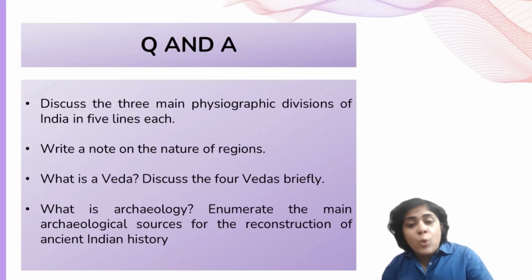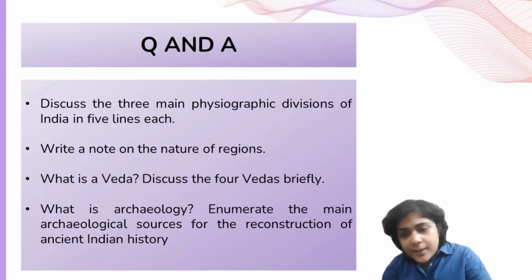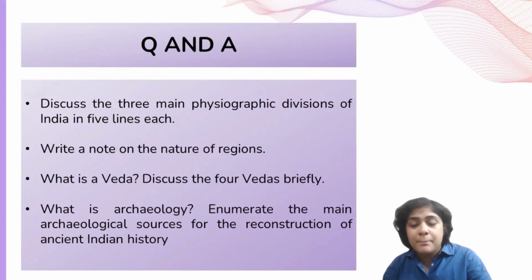The fourth question is: what is archaeology? Enumerate the main archaeological sources for reconstruction of ancient Indian history. We'll talk about archaeology, which is a branch of knowledge that studies material culture in order to understand the past. Excavations, explorations, coins, and inscriptions are the main archaeological sources for the reconstruction of ancient Indian history.